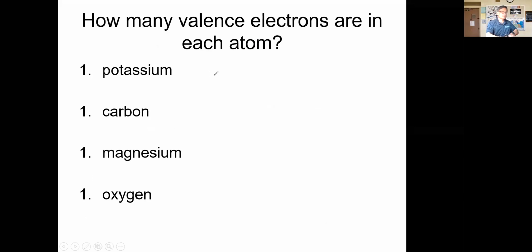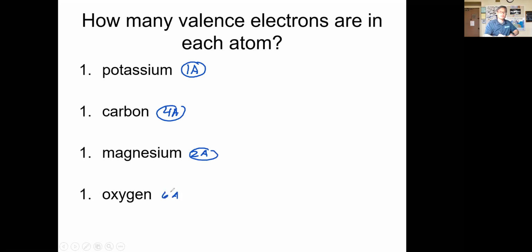Potassium is an alkali metal. It's a 1A metal, so let's write that down. It's in group 1A. Carbon is a 4A element. Magnesium is an alkaline earth metal, a 2A, and oxygen is going to be a 6A element. I want to make sure you are aware of that, because we can use this to identify the number of valence electrons. So we know that potassium is going to have 1 valence electron. Carbon is going to have 4, based on the group number, 4 valence electrons.